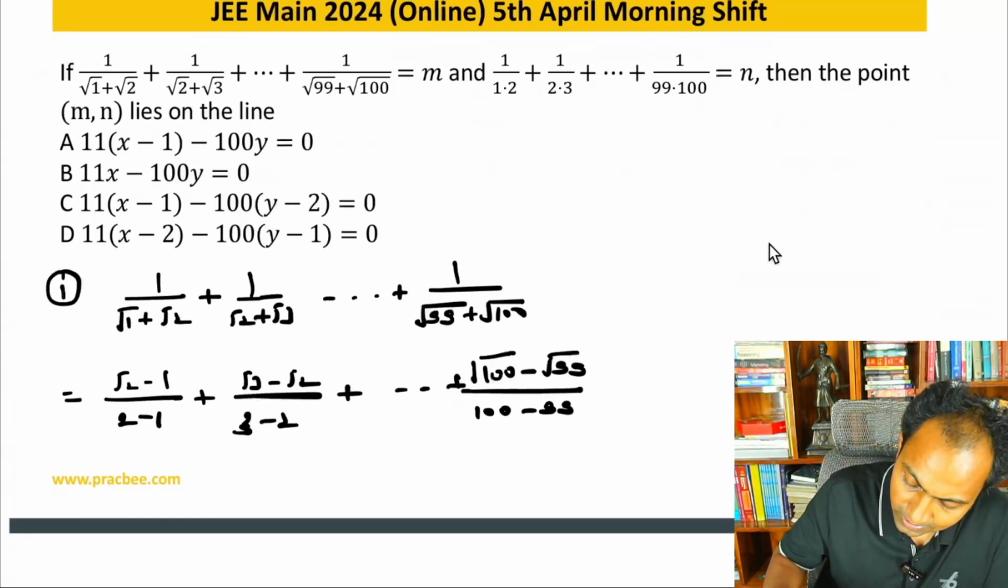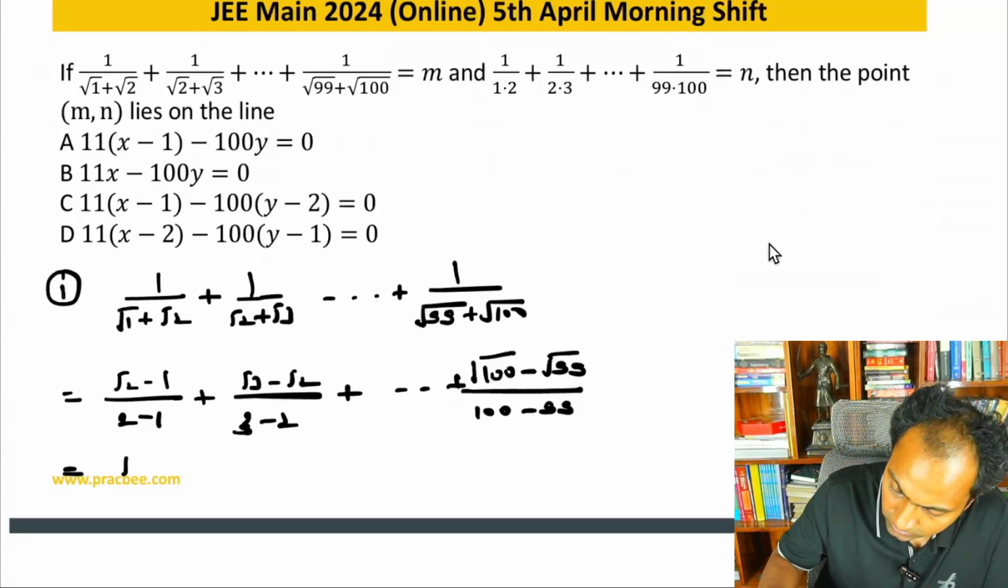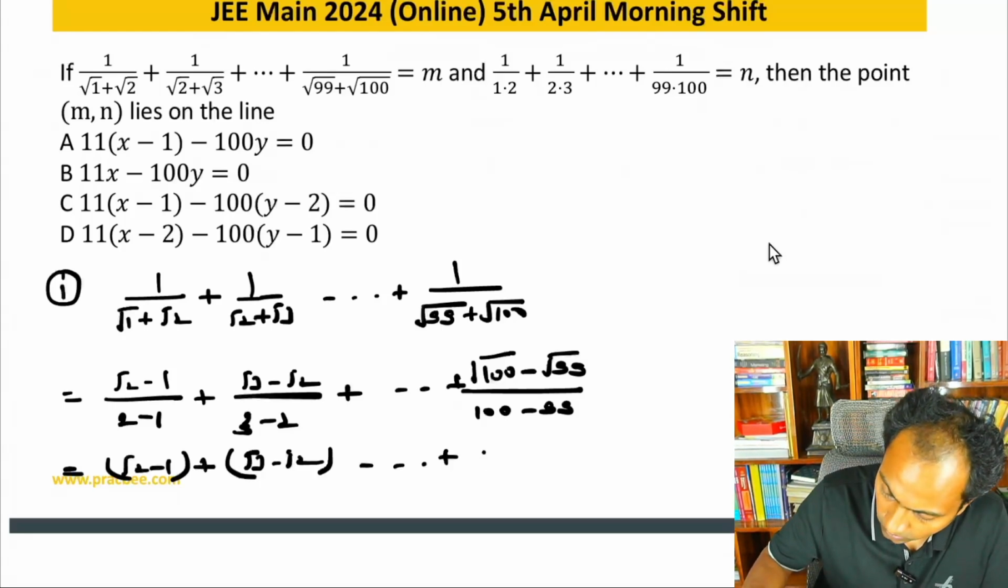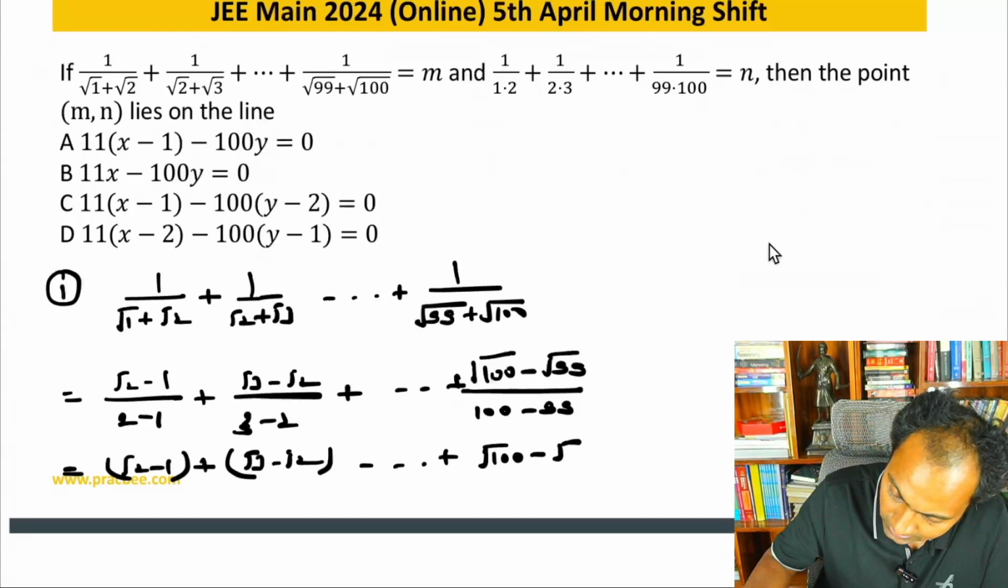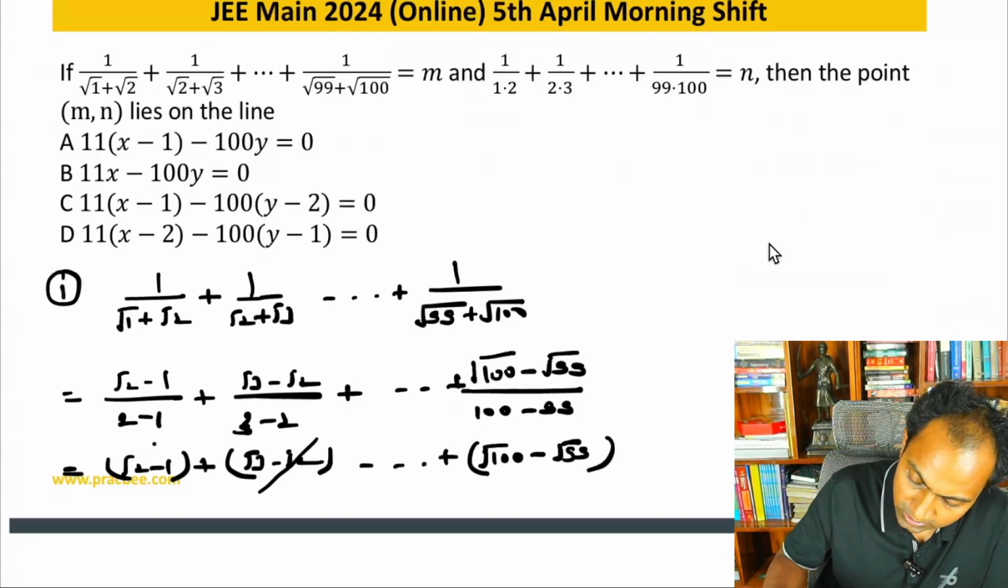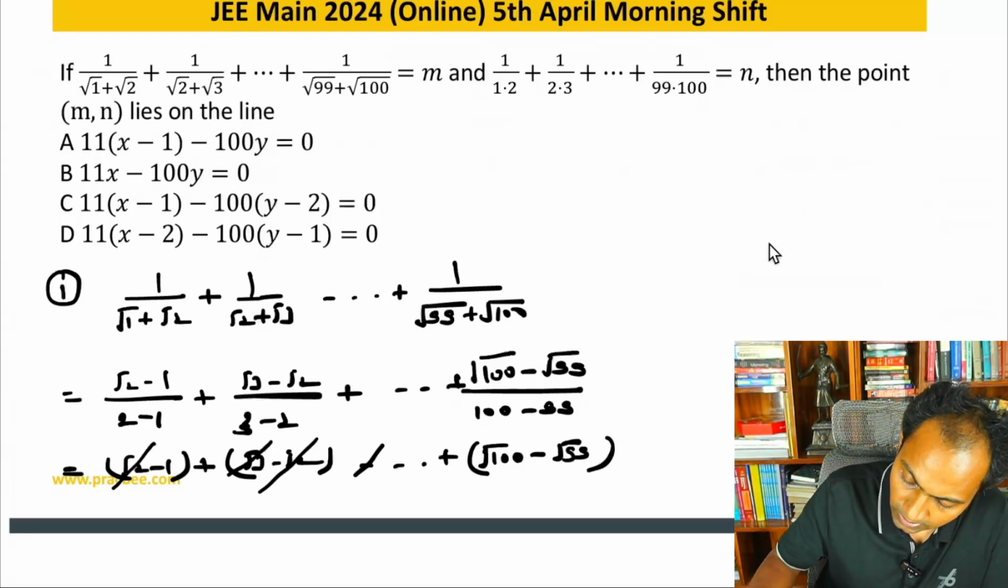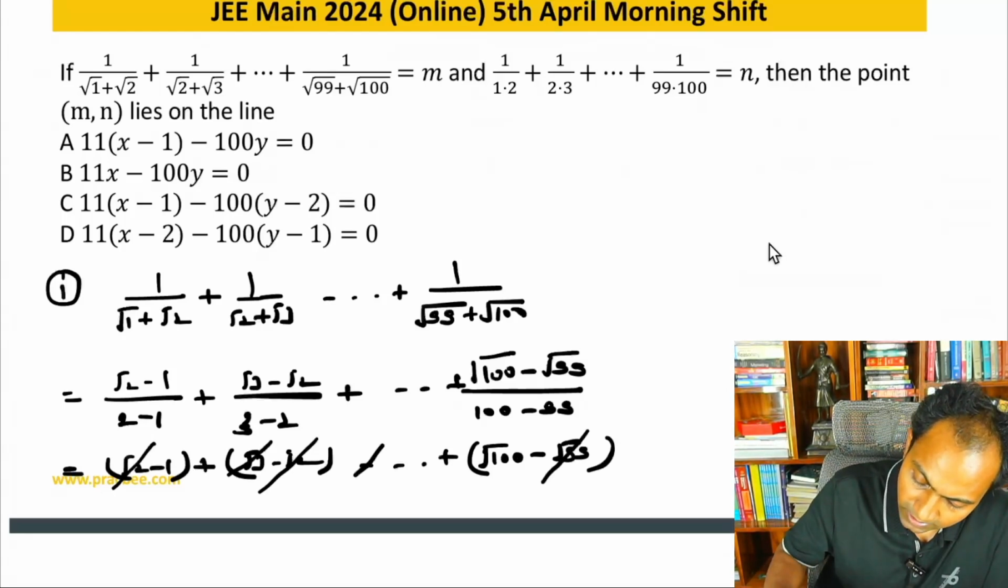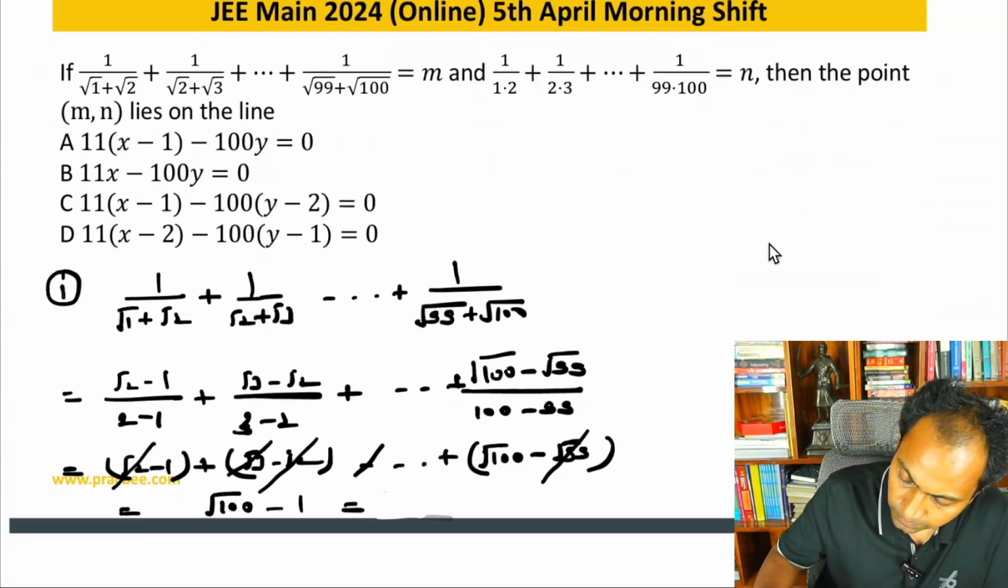So you can see that the denominator of all the terms become 1. It is root 3 plus 1, root 3 minus root 2. We have got this series. And now we will see that alternate terms will get cancelled out. So this root 2 got cancelled out. Similarly root 3. And ultimately root 99 will get cancelled out. So what you have got is root of 100 minus 1. That comes out to be nothing but 9.